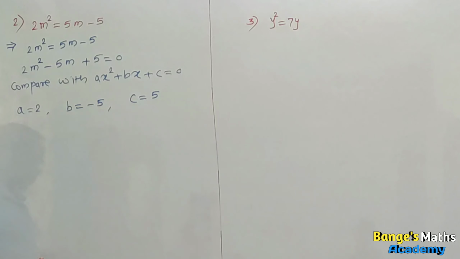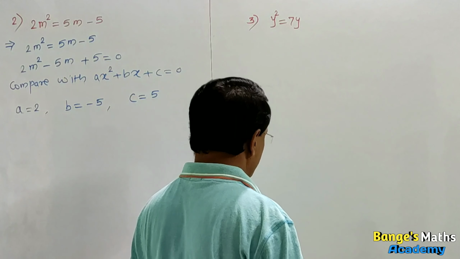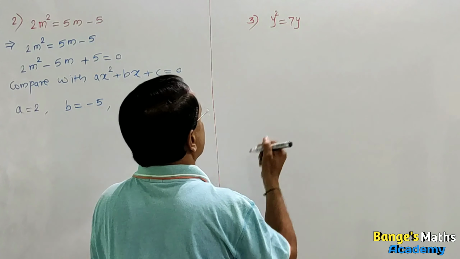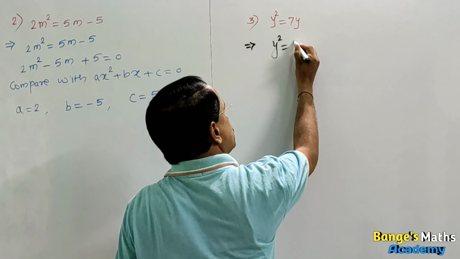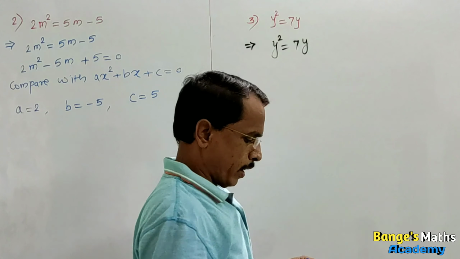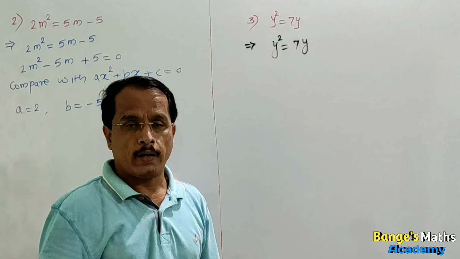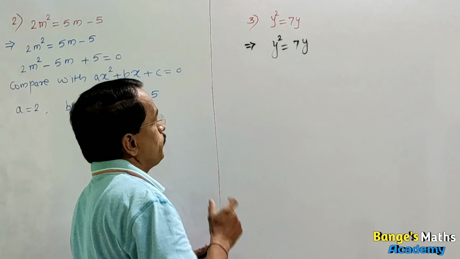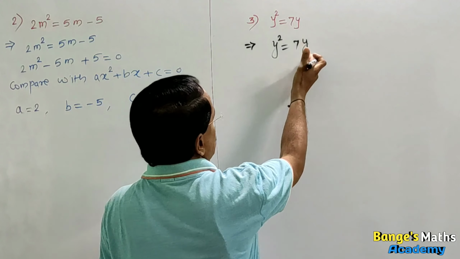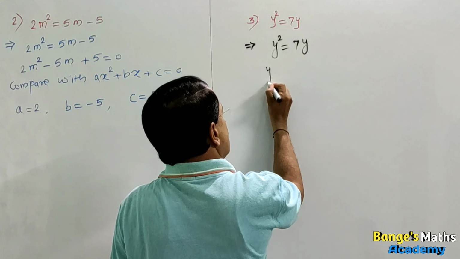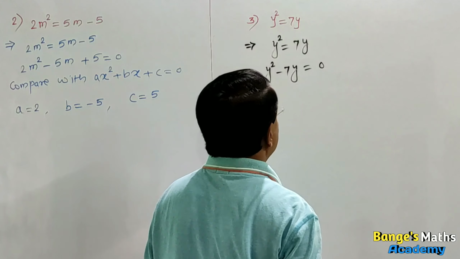See, then third example, y square is equal to 7y. Write down the given example, y square is equal to 7y. We have to write down the values of a, b and c. So first of all, compare the given equation with the general form. Transfer 7y to LHS. Y square minus 7y is equal to 0.